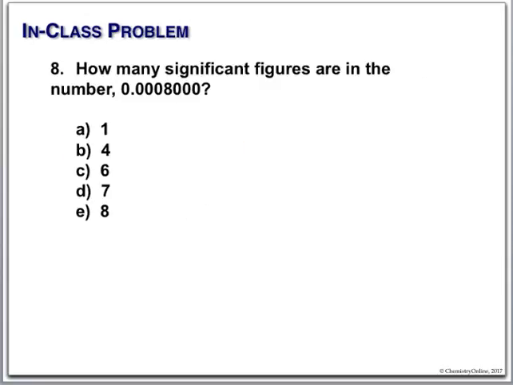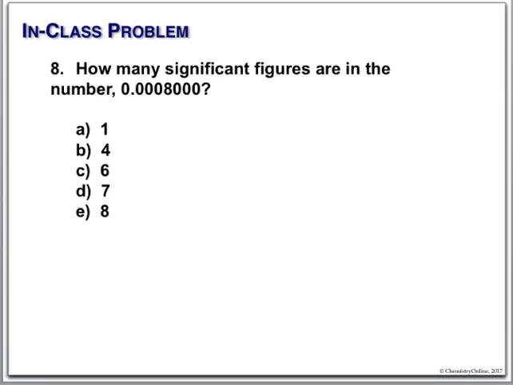Significant figures. Everybody loves significant figures. Remember, when you look at a number and you're trying to decide how many significant figures, the first thing you do is say, does it have a decimal point? Well, yes it does. All right, so if it has a decimal point, the first rule is all the leading zeros disappear. They mean nothing. But the trailing zeros count.